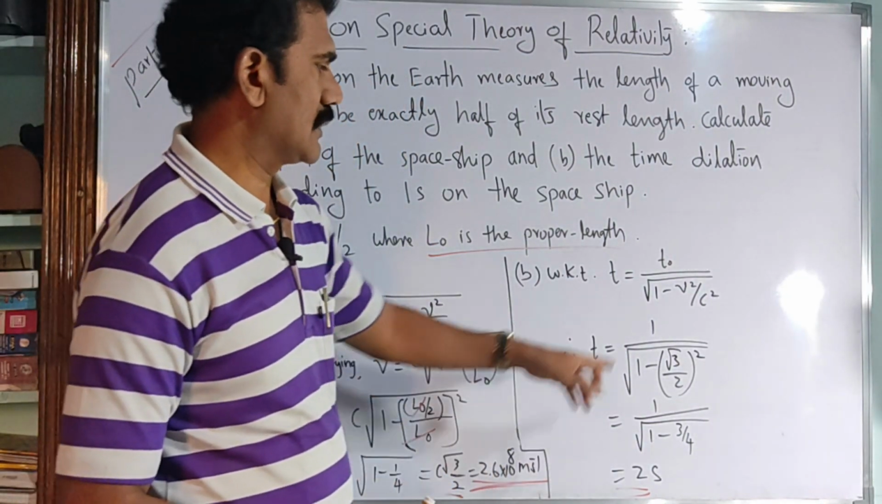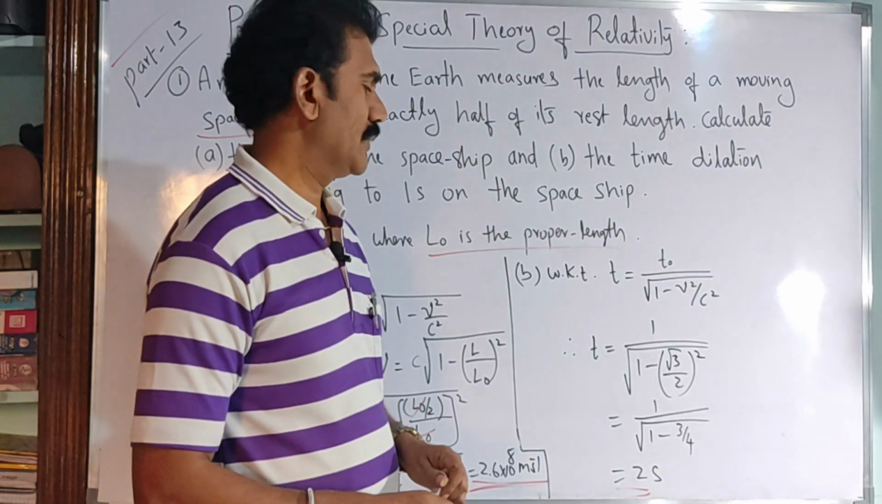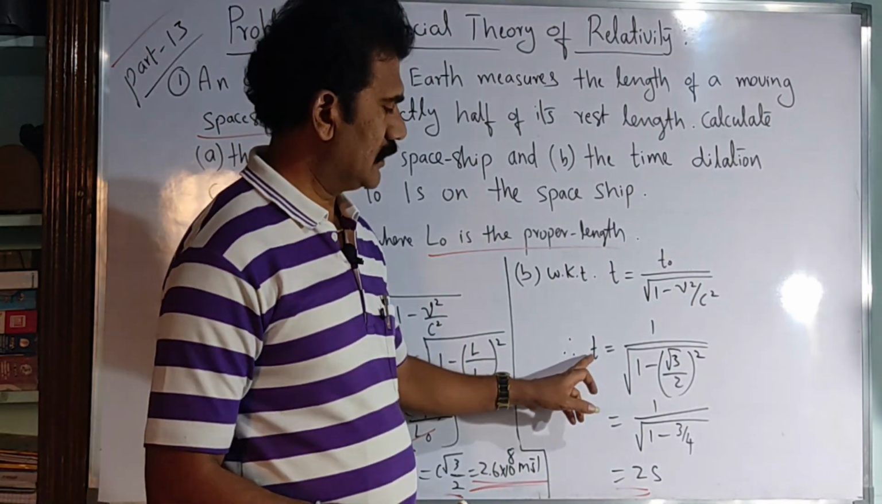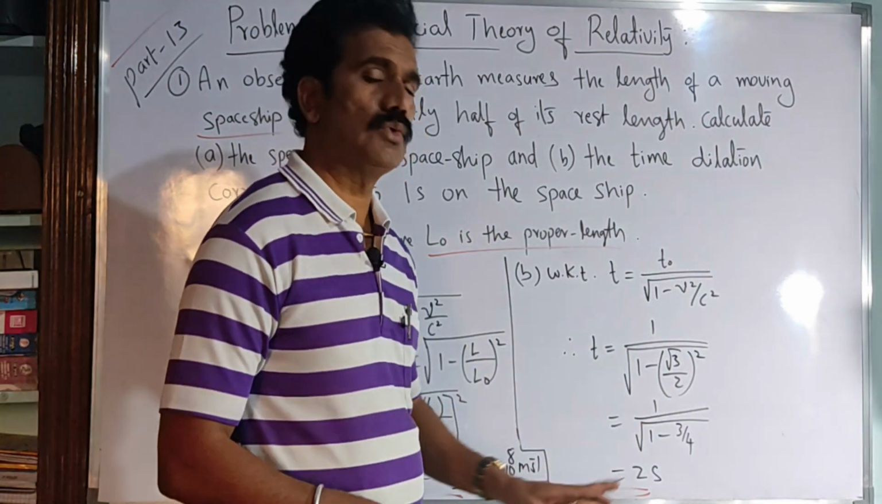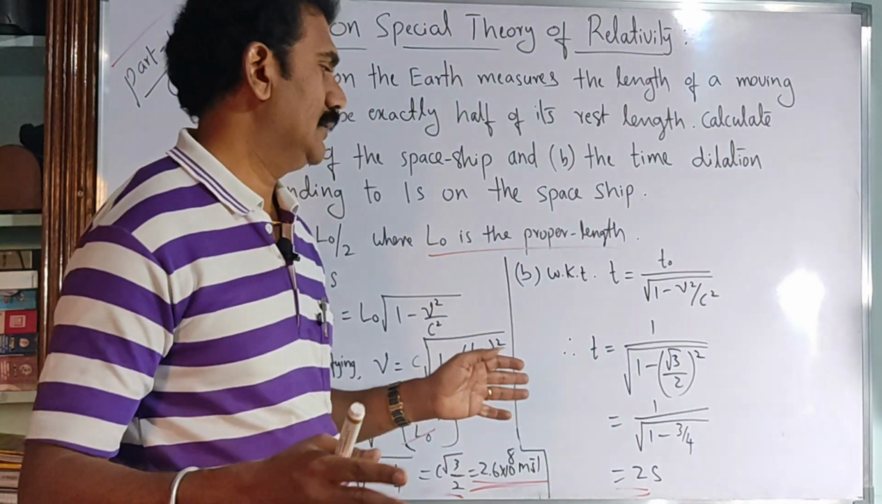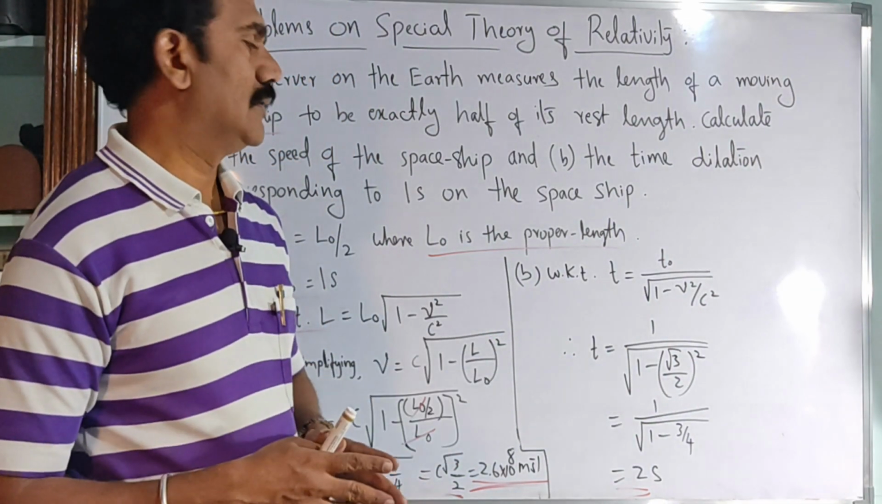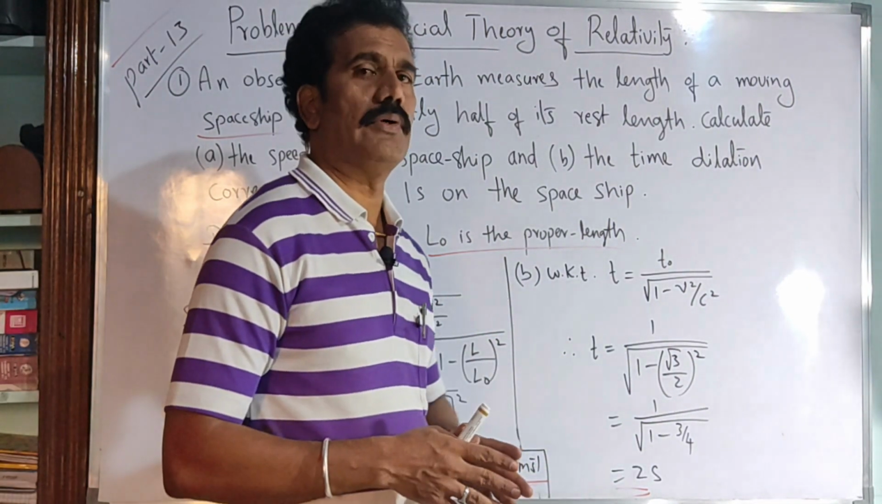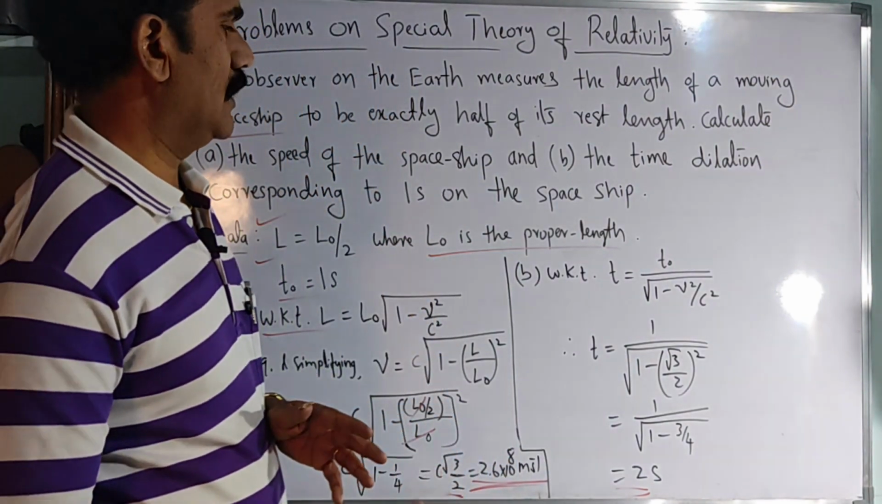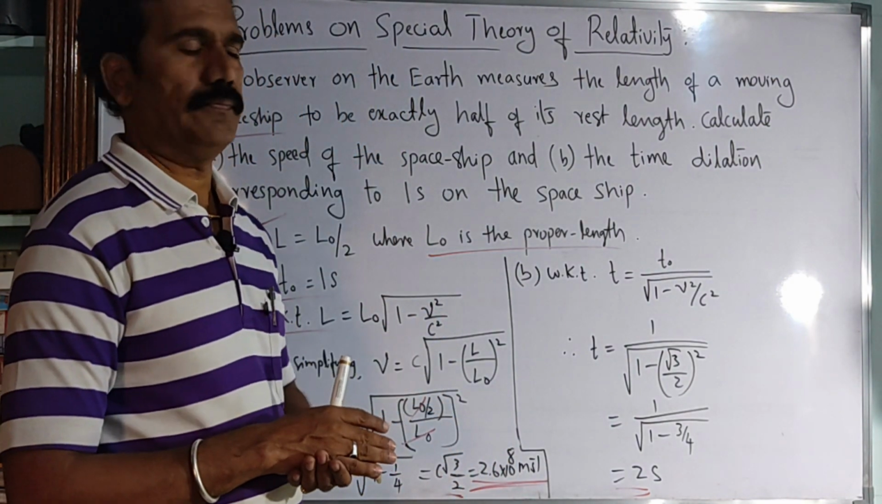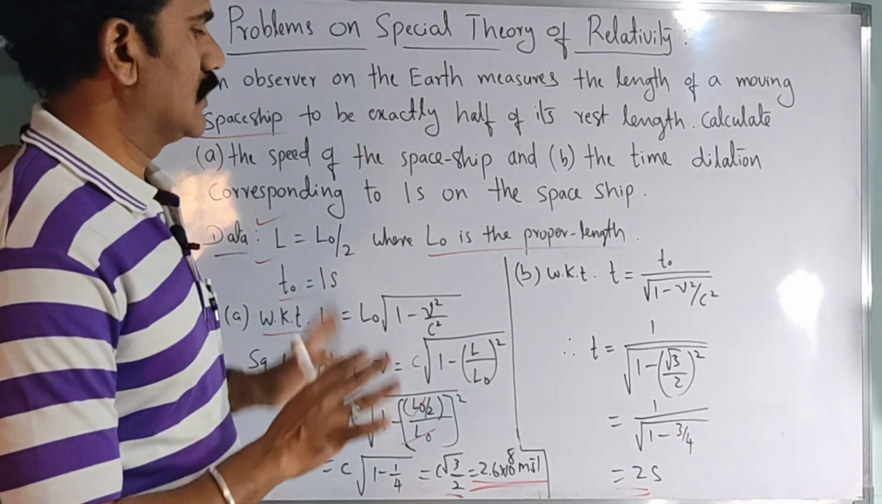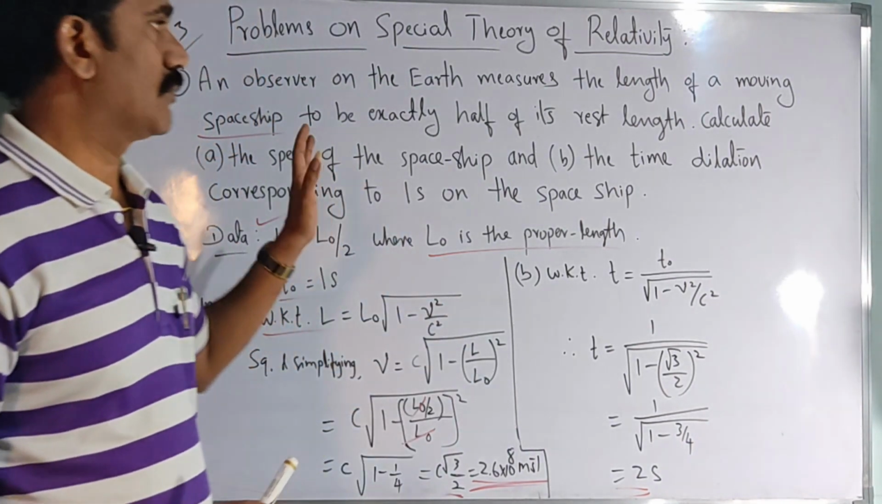It is not equal to 1 second as observed by the spaceship. Okay, so now the time observed by the observer on the earth is equal to 2 seconds, a longer time. Okay, time dilation is found to be 2 seconds here between the two observers, the one on the spaceship and the one on the earth. Okay, so that is all about the calculation in the first problem.